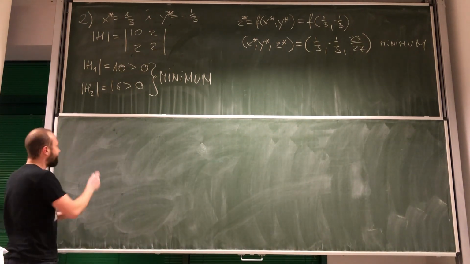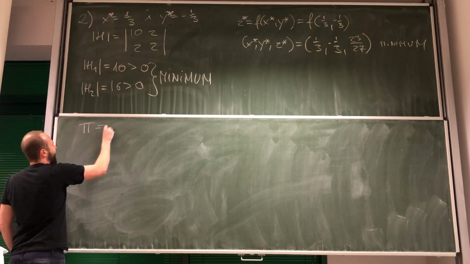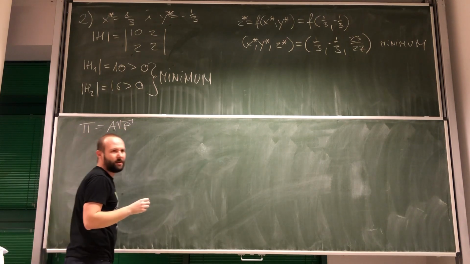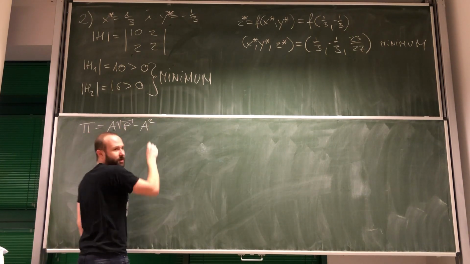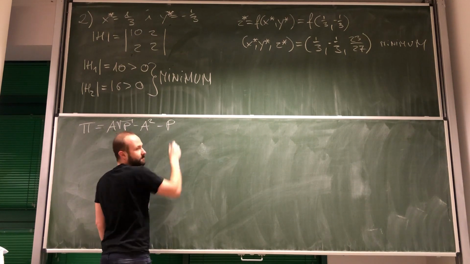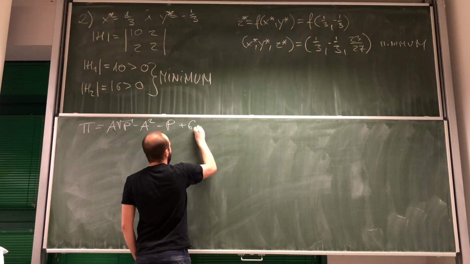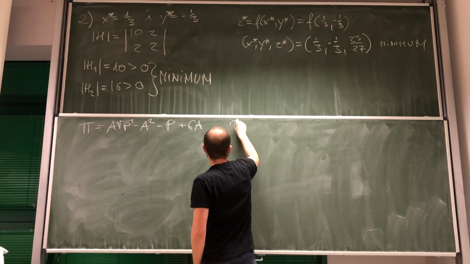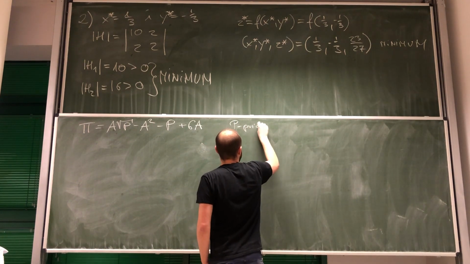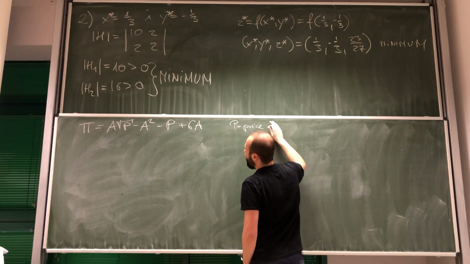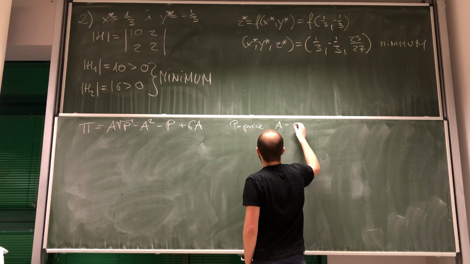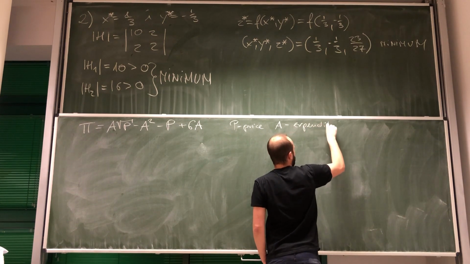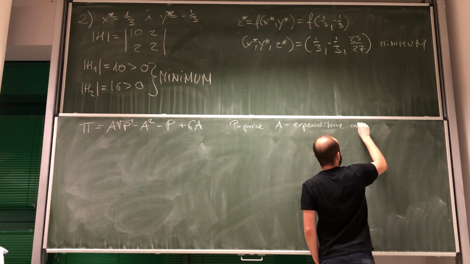Okay, so let's just say the profit function of some company is given by the following function. So we've got that the profit is equal to A times square root of P minus A squared minus P plus 6A. Okay, and let's just say P is the price of the product and A is expenditure on advertisement.